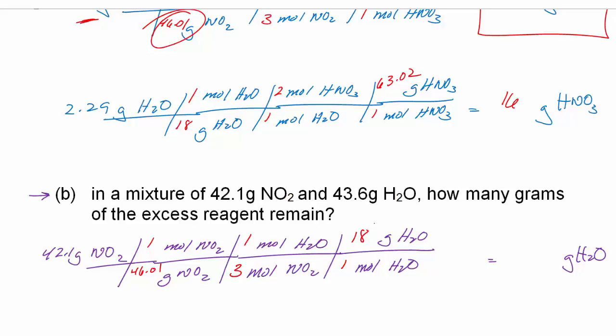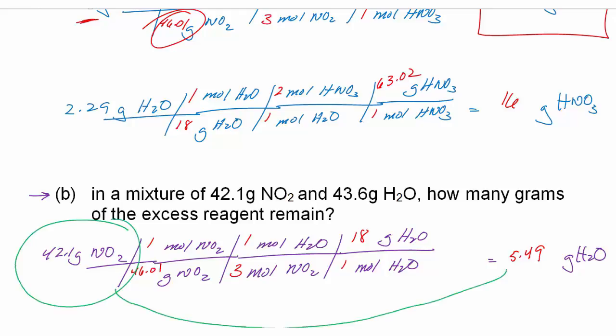So 42.1, I get about 5.49 grams of water. So if all of this reacts, all I need is 5.5 grams of water. I've got 43.6 grams of water, right? So this nitrogen dioxide is all going to react first because I'm going to have a lot of water left over. All I need is 5.5 grams of water to react with all of this nitrogen dioxide. So there's going to be a lot of water left over.